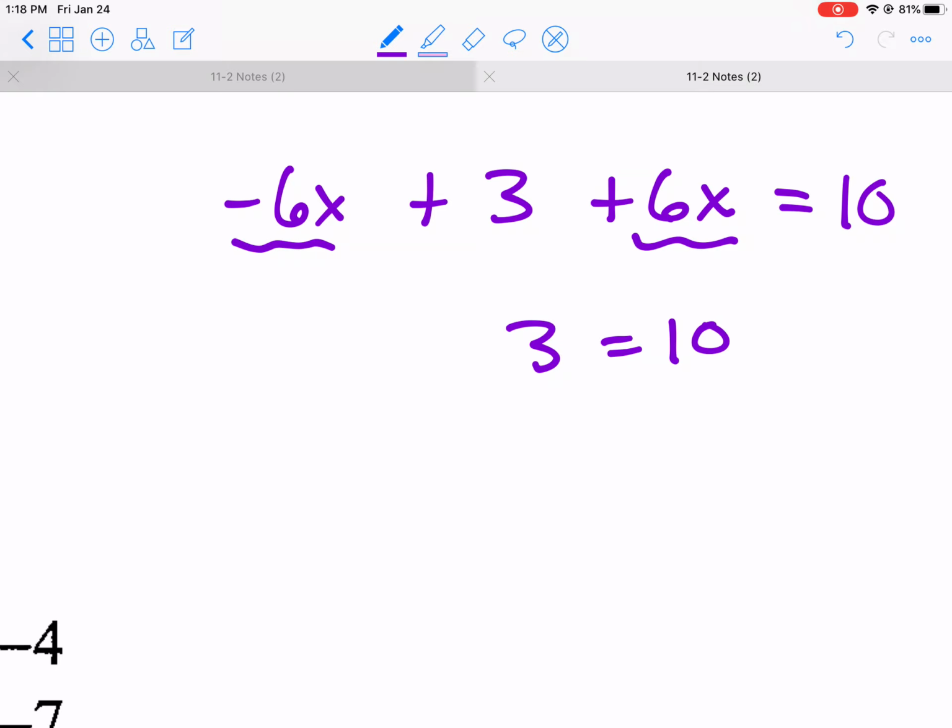Okay, so when you get this special circumstance of the variables sort of all disappearing or canceling each other out, to decide which it is, whether it's no solution or all solutions, you're going to look at the statement that you have left. Since this is a false statement, because 3 does not equal 10, then I know that that's no solutions.